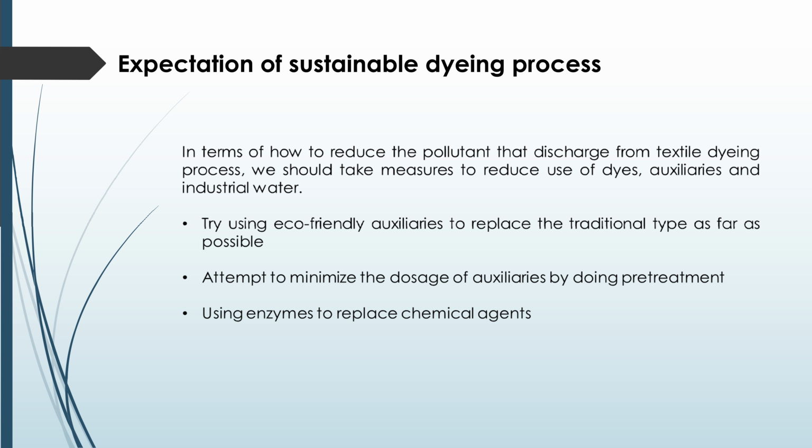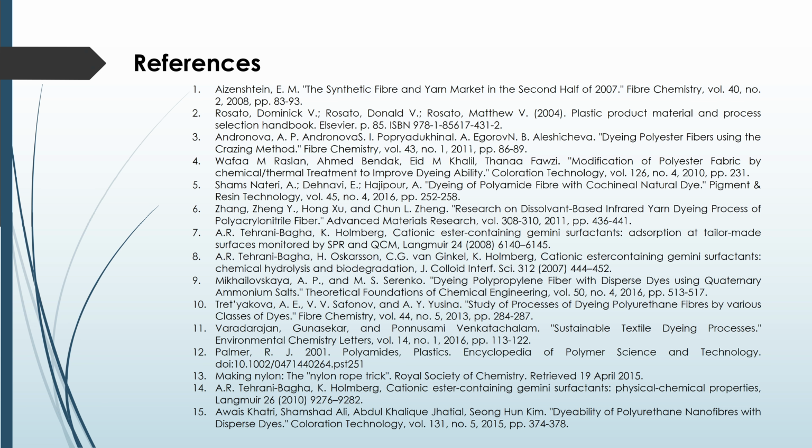The first way is to try using eco-friendly types of auxiliaries to replace the traditional type. The second way is to attempt to minimize the dosage of auxiliaries by doing pretreatment. The third way is using enzymes, which are biodegradable, to replace the chemical agents.